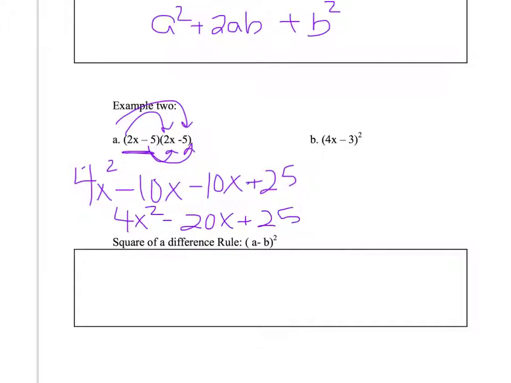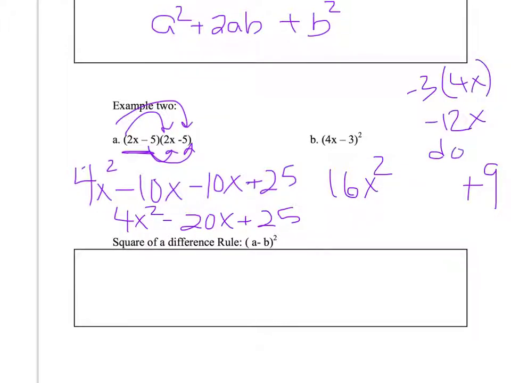Okay, let's try this again, but let's use the shortcut. So you're going to have 16x squared, then negative 3 times negative 3 is positive 9. I'm going to take my negative 3 and multiply it by 4x, which is negative 12x. Double it. Yeah, you get negative 24x.